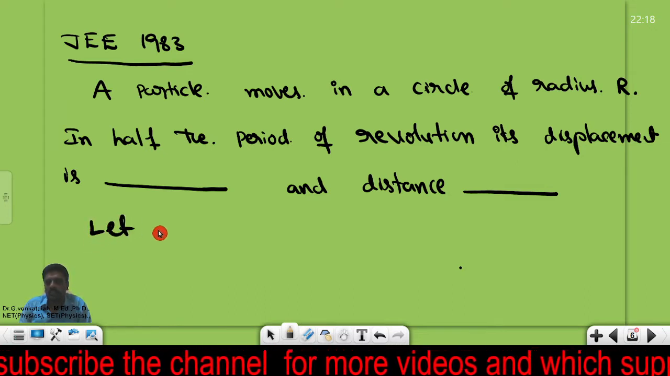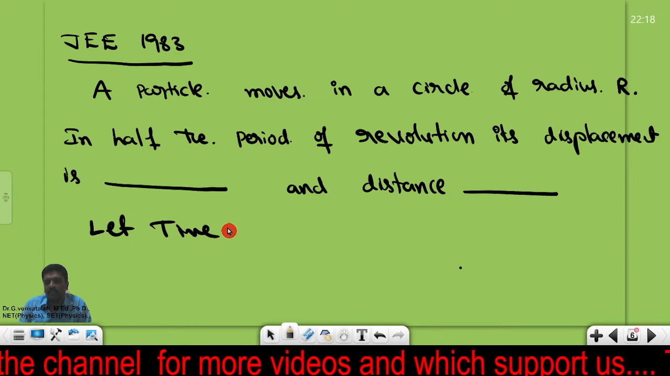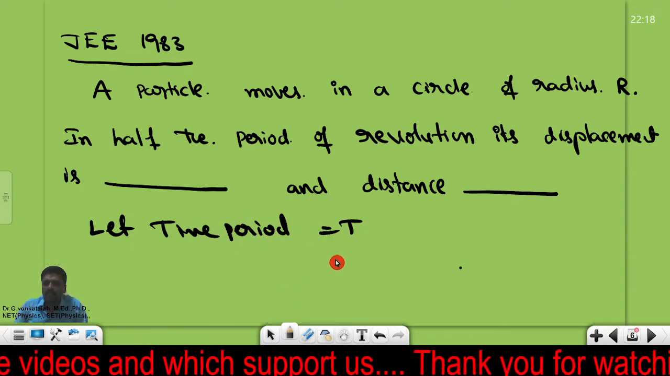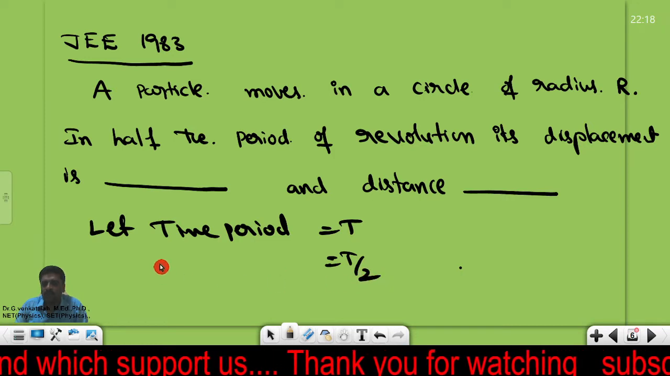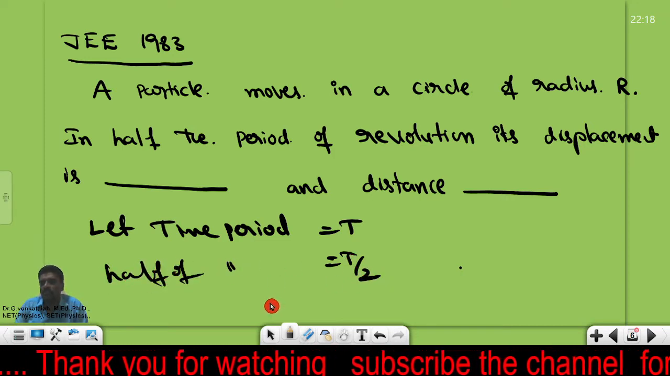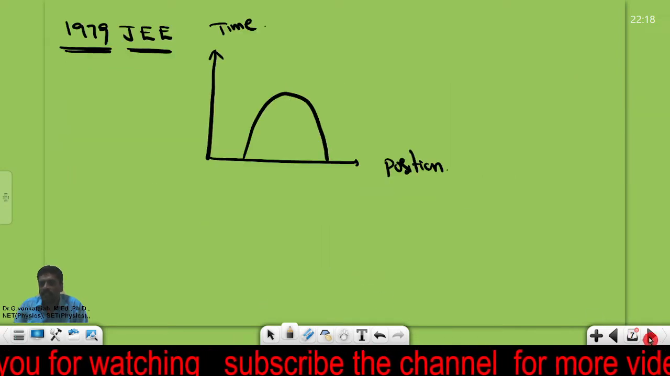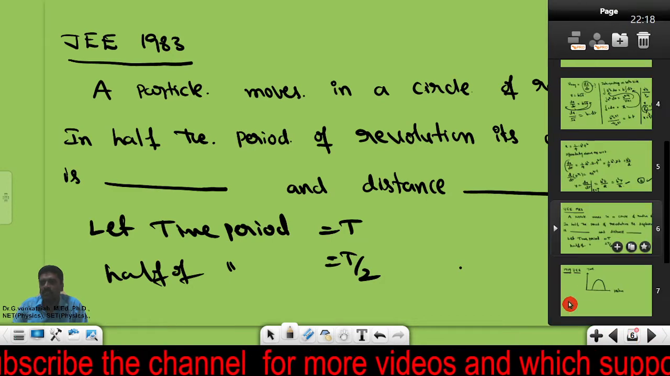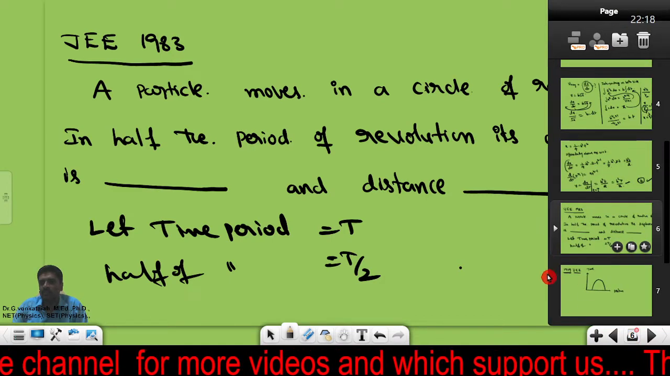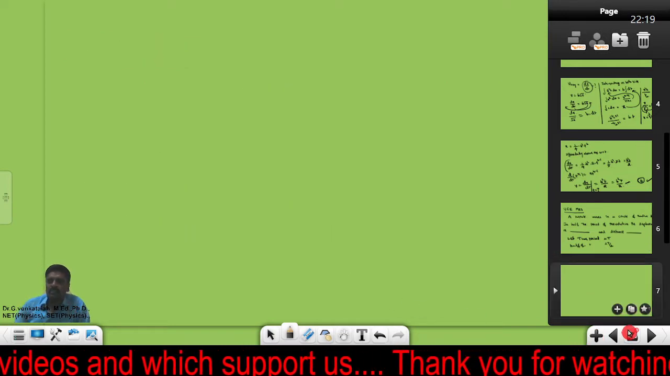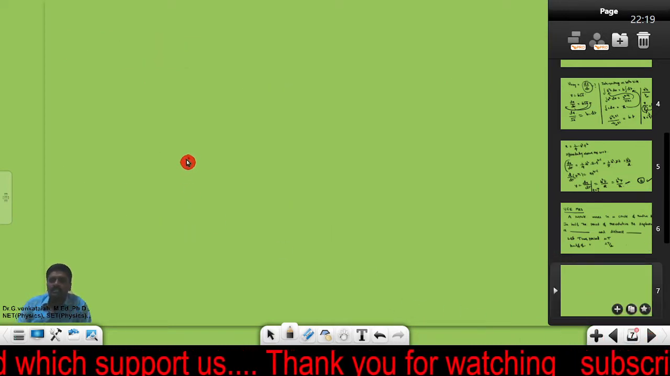Let the time period be capital T. Half of the time period is T by 2. What does time period mean? The time taken to execute one rotation is the time period. Now how much time we are taking is very important.